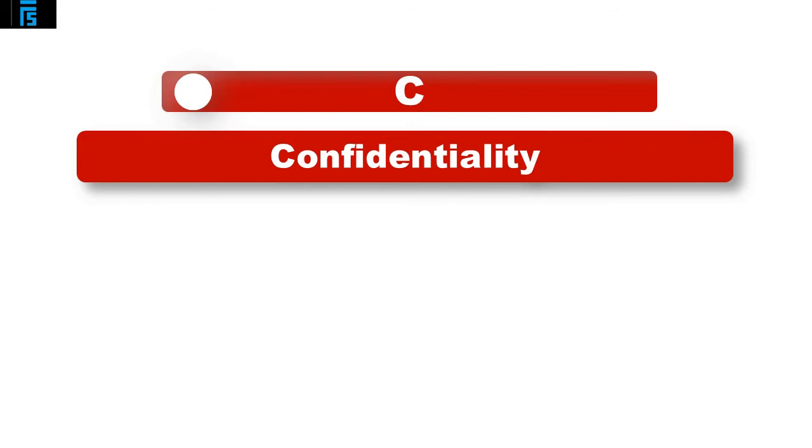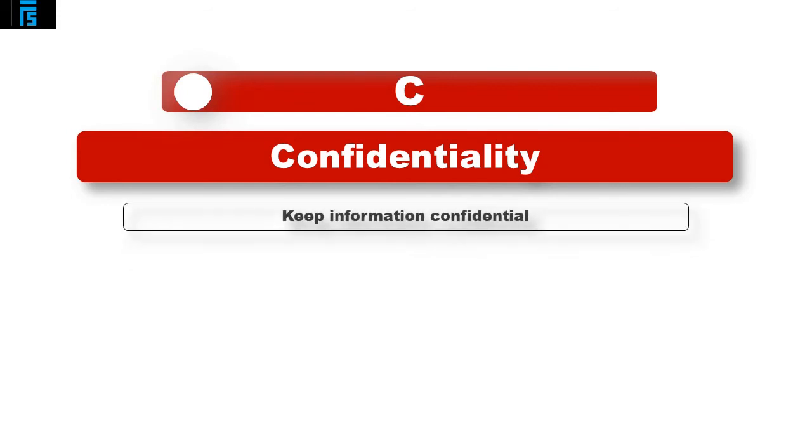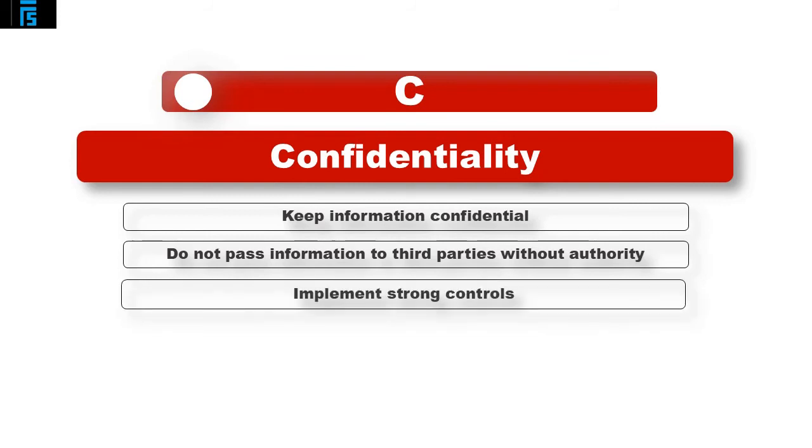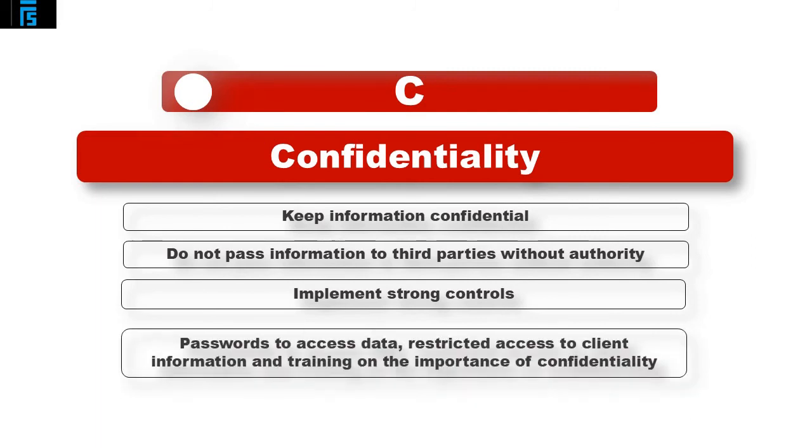Finally, the C is confidentiality. For the business to trust sensitive information being handled by the auditors, they must be able to keep information confidential. No information should be passed to third parties without authority, and lengths should be taken to ensure information is not leaked. Strong controls should be in place within an audit firm to prevent this from happening, such as passwords to access data, restricted access to client information, and training on the importance of confidentiality to the audit team. Therefore, no gossiping about clients.